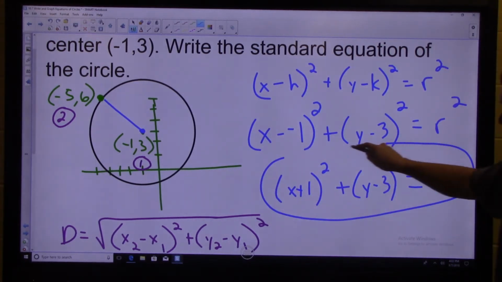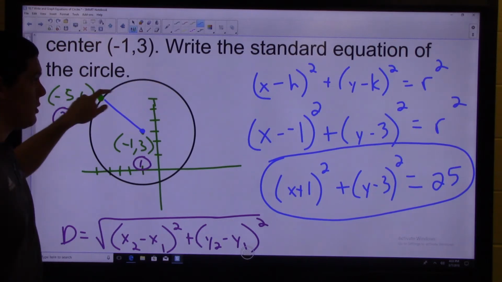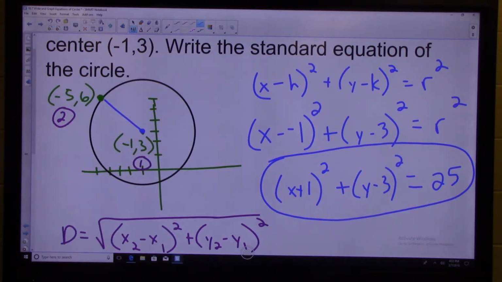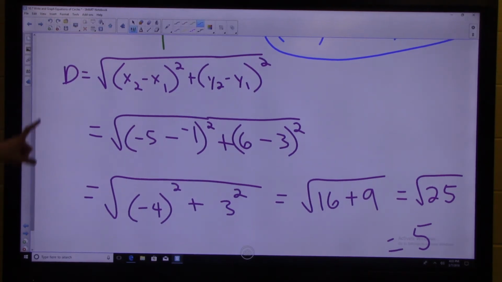That, my friends, is the answer. That's what it wants us to do, right? Just always double check. It says write the standard equation of the circle. Okay, let me just scroll down here a little bit in case you missed something there. That's the work I did for the distance formula.